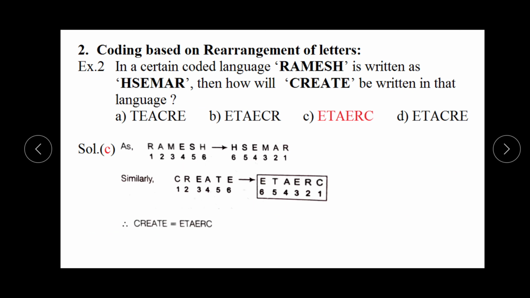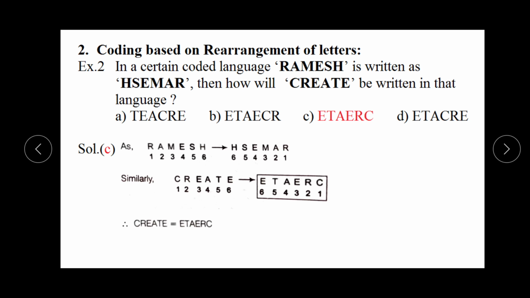The second type is coding based on rearrangement of letters. Here the word is given, Ramesh, and the code given for Ramesh will have the same alphabets. It means the alphabets are rearranged; the positions of the alphabets are different. Here the code for Ramesh is SHSEMAR, and we have to find out the code for create.